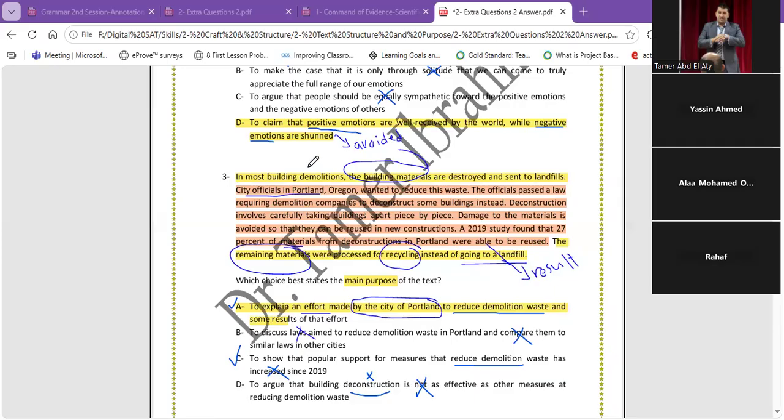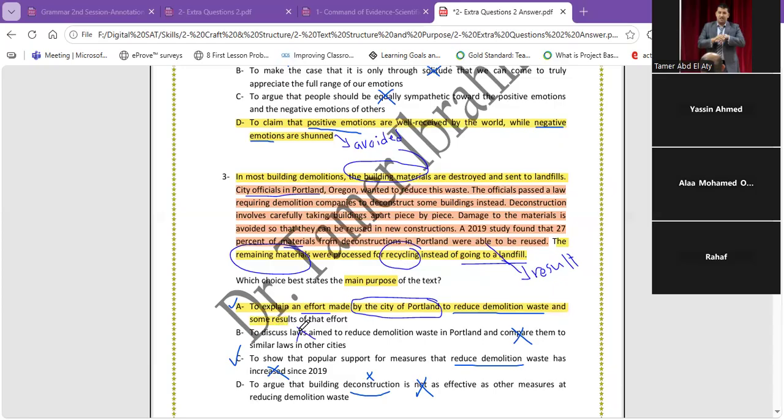So in most building demolitions, the building materials are destroyed and sent to landfills. The last sentence: the remaining materials were processed for recycling instead of going to a landfill. So he canceled this part. Instead of destroying it and sending it to a landfill, we're going to do recycling for it. So, A: to explain an effort made by the city of Portland to reduce demolition waste and some result of that effort. It doesn't talk about the city of Portland here, but there is a kind of reducing demolition. Why? Because we're going to recycle it.